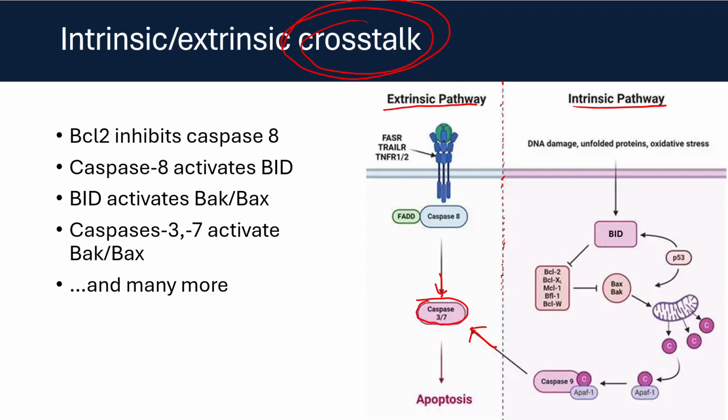Well, what if I told you that there were convergences that preceded this step? What if I told you that BCL2, the anti-apoptotic protein, not only inhibits BAX and BAK, but it also inhibits initiator caspase 8 of the extrinsic pathway? This is likely why those advanced tumors weren't dying in the human trials that featured the recombinant TNF.